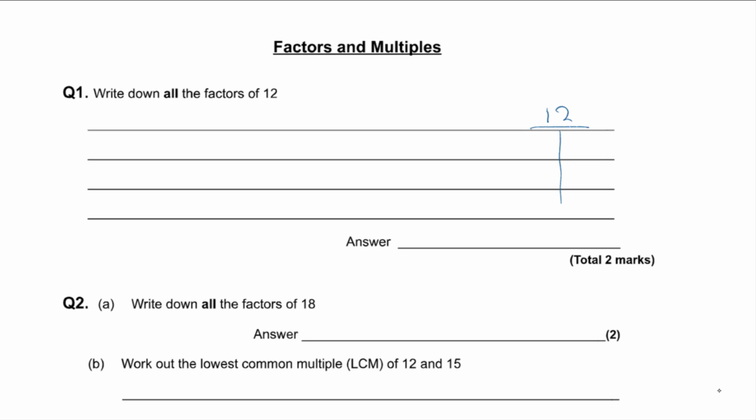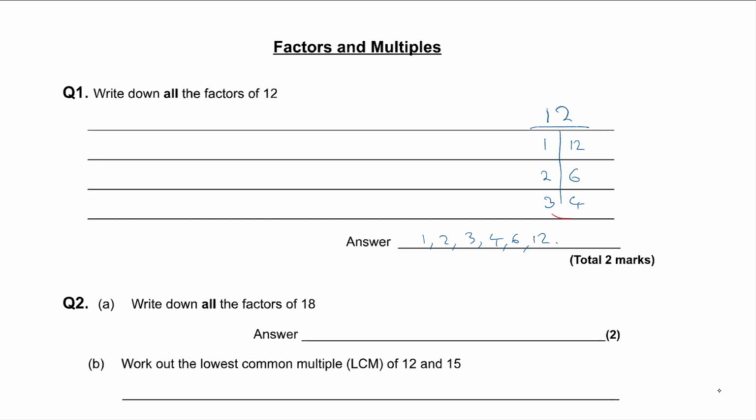I tend to write this down in a little table, and I write them down in factor pairs. So 1 and 12 go together because 1 times 12 is 12. Try 2, 2 goes into 12, yep, 2 times 6. Try 3, yep, 3 goes into 12, 3 and 4. Now if you do it this way systematically, you kind of meet yourself coming back down the other way, so then you know you haven't missed any out. So all the factors of 12 are going to be 1, 2, 3, 4, 6 and 12.